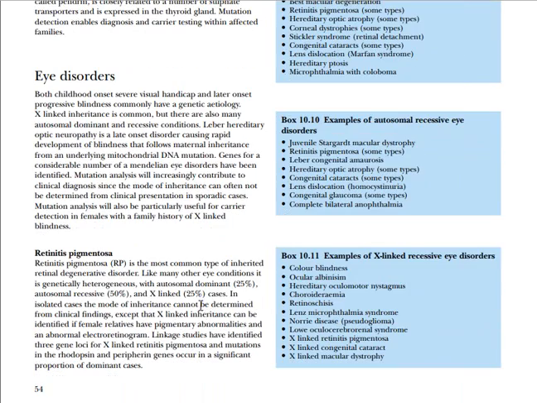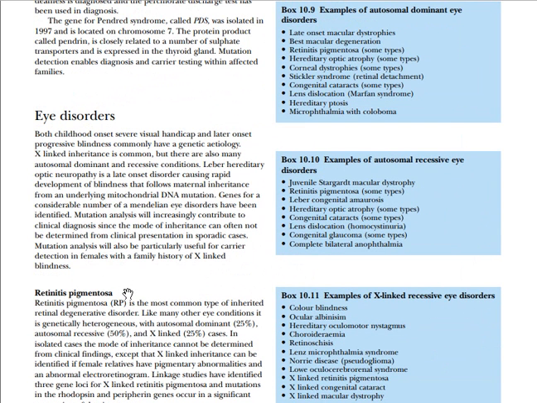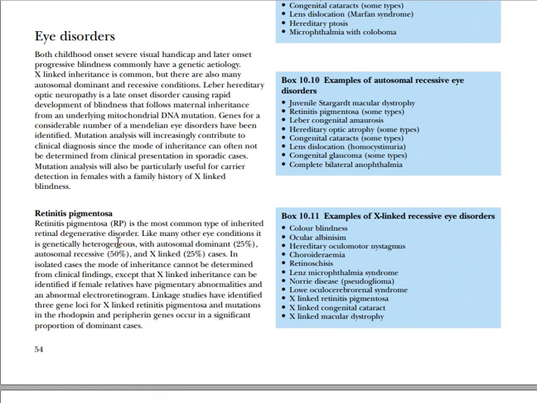So now we start with retinitis pigmentosa. Retinitis pigmentosa is the most common type of inherited retinal degenerative disorder. It's not the most common type of inherited eye disorder, but the most common type of inherited retinal degenerative disorder. Like other eye conditions, it is genetically heterogeneous, with different loci. So it is autosomal dominant in 25% of cases, autosomal recessive in 50% of cases, and X-linked in 25% of cases. That is the heterogeneous pattern.